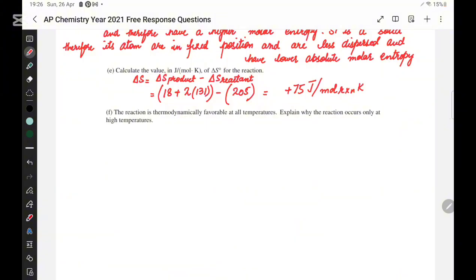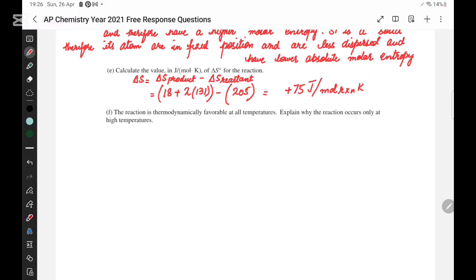The reaction is thermodynamically favorable at all temperatures. Explain why the reaction occurs only at high temperature. Because high temperature is required for the reactant molecules to have sufficient thermal energy to overcome the activation energy of the reaction. Activation energy is the energy required to start a reaction. So at high temperature, the reactant particles have sufficient energy to overcome the activation energy.